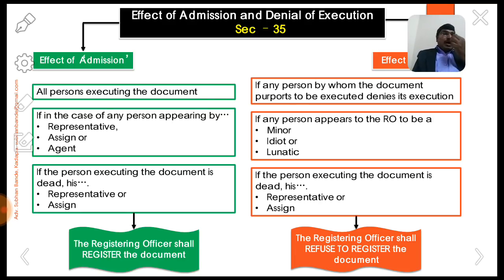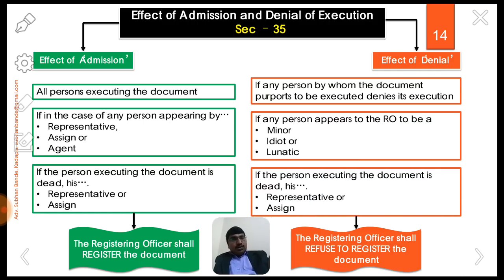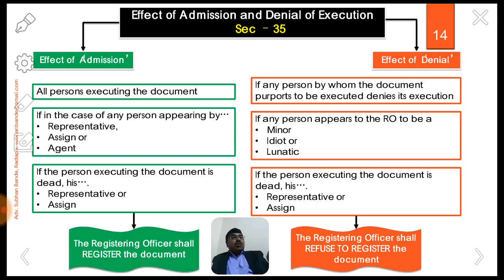Next, the effect of admission and denial of execution is specified under section 34. Let us see what is the effect of admission of the persons who are appearing for execution of registration, and what is the effect of denial of the persons appearing for registration.